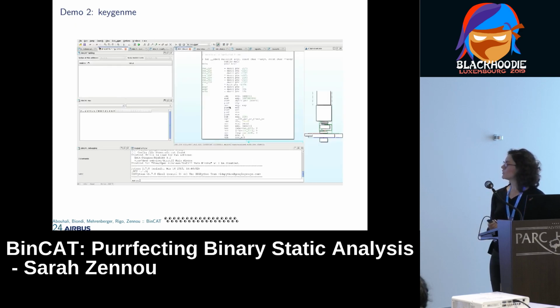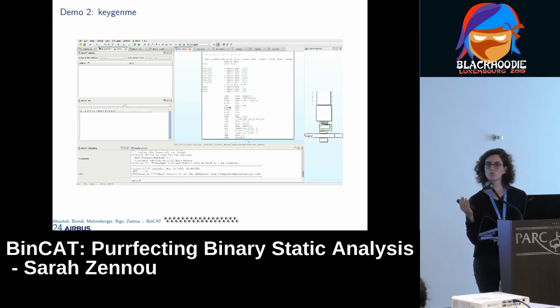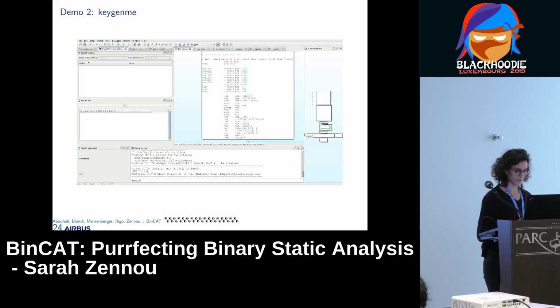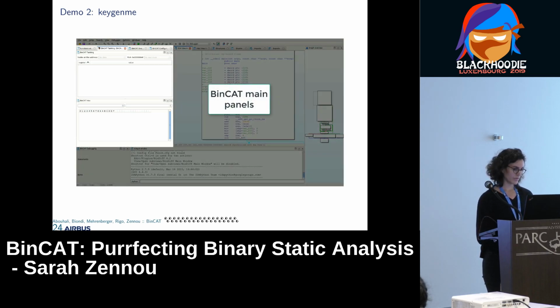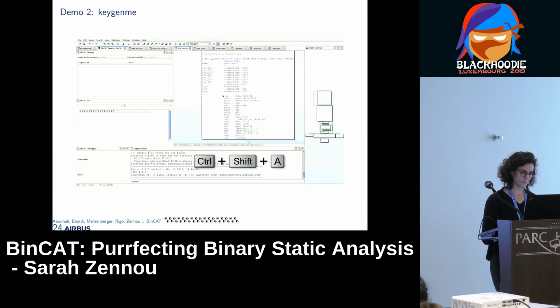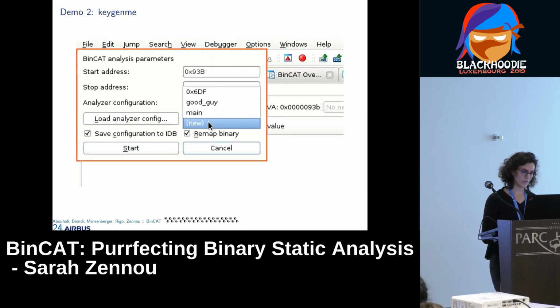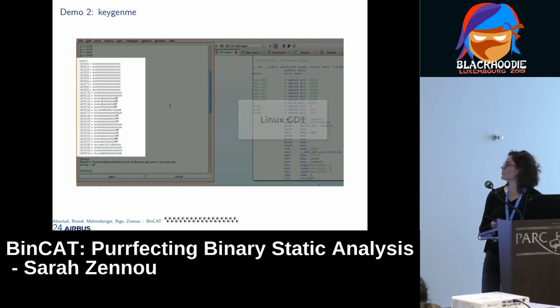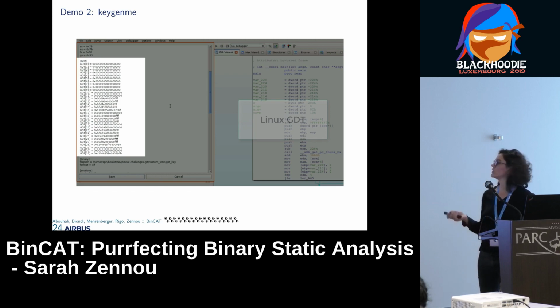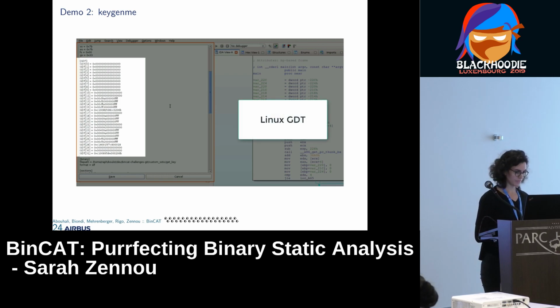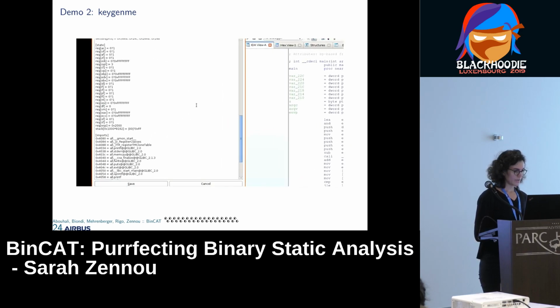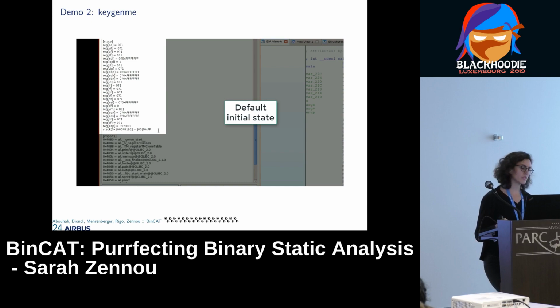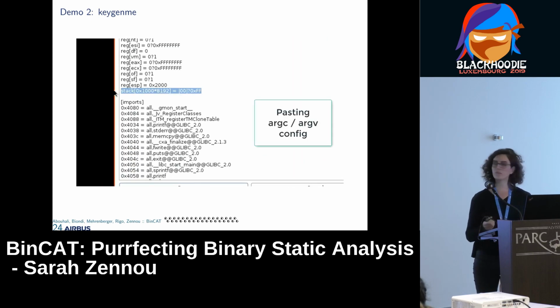This time for BinCAT, we will need to set the configuration file to add a value for each argument of the program on the command line. So let's do it. So we will generate a new configuration file. It contains a lot of pre-computed information. For instance, as our executable is an ELF, we need the GDT for Linux. And here there is a special section for the initial state of the memory.